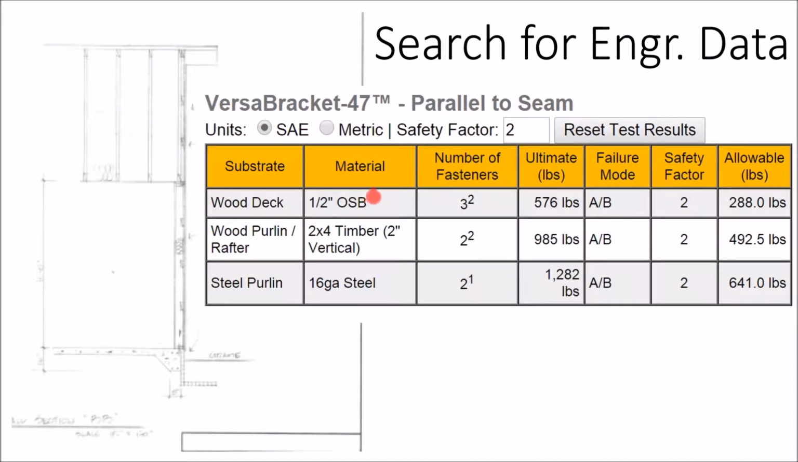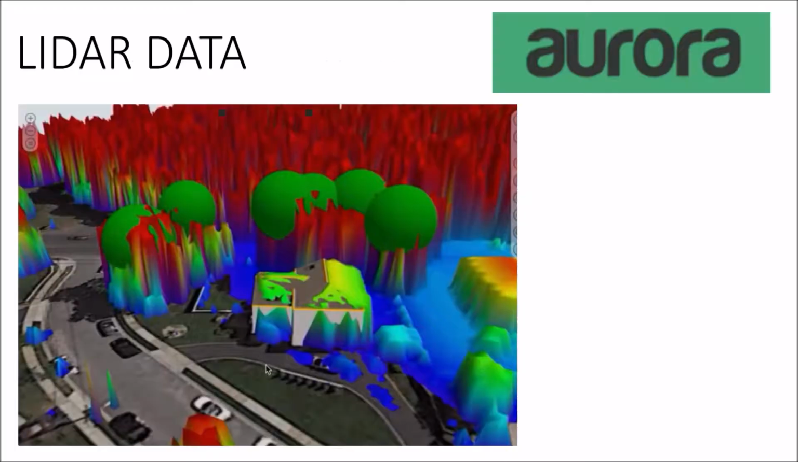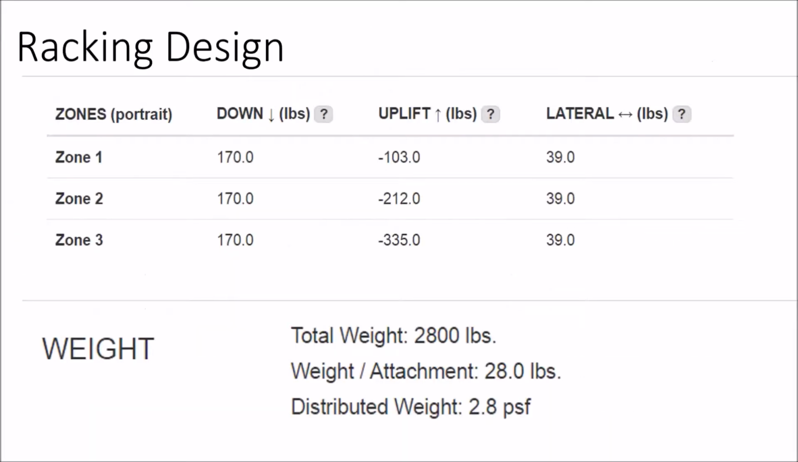But this says, what if we used 1/2-inch OSB wood decking? The pull strength was 288 pounds. And that's where I'm saying, from a long time ago in our racking software, not all racking companies provide the uplift calculations, but what we can see is that in zone 1 and zone 2, we actually have an uplift of 212 pounds in zone 2 versus 335 in zone 3.